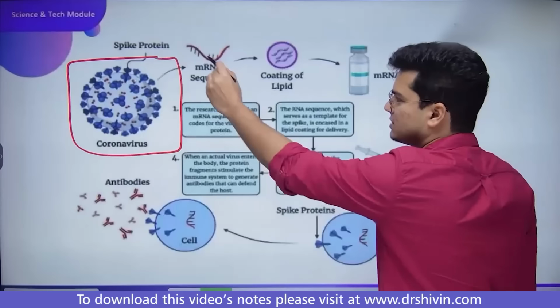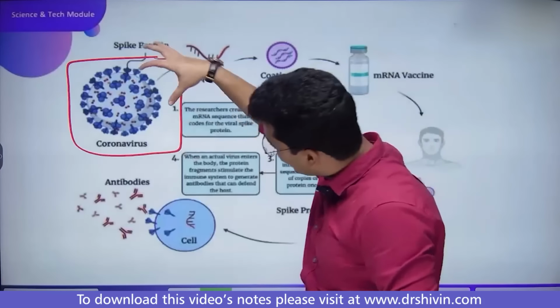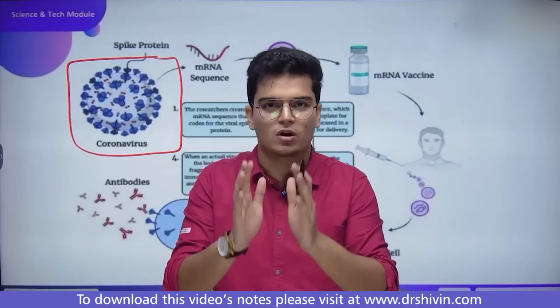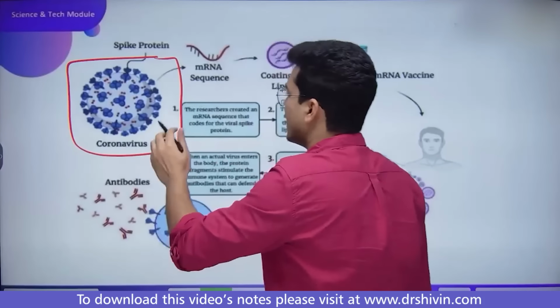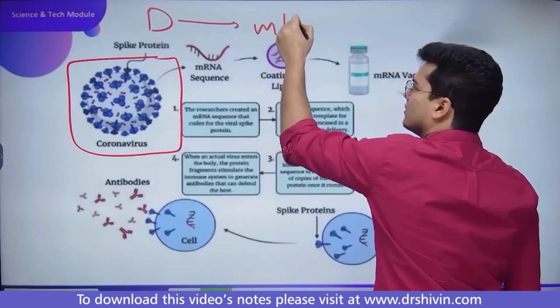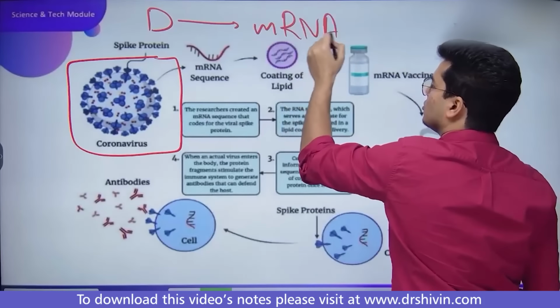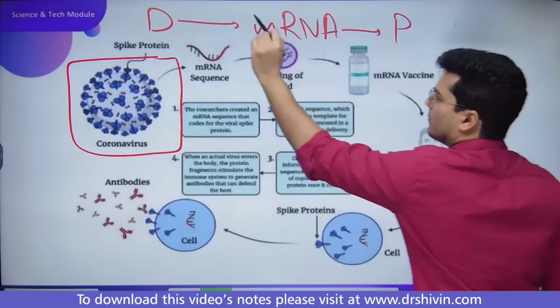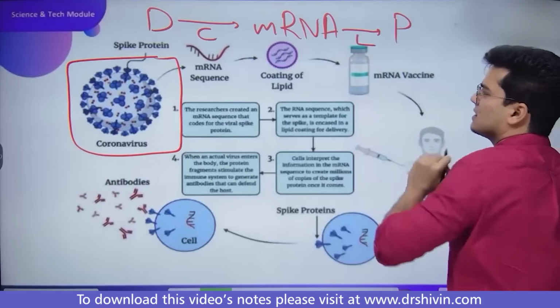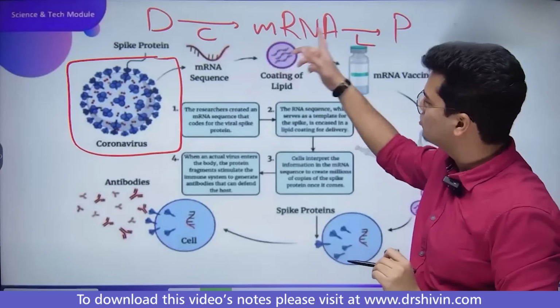What are we doing? This is a coronavirus. So I looked inside the coronavirus. Coronavirus had the same thing. DNA to mRNA to protein. First process with C, transcription. Second process, translation. Coronavirus was doing this.